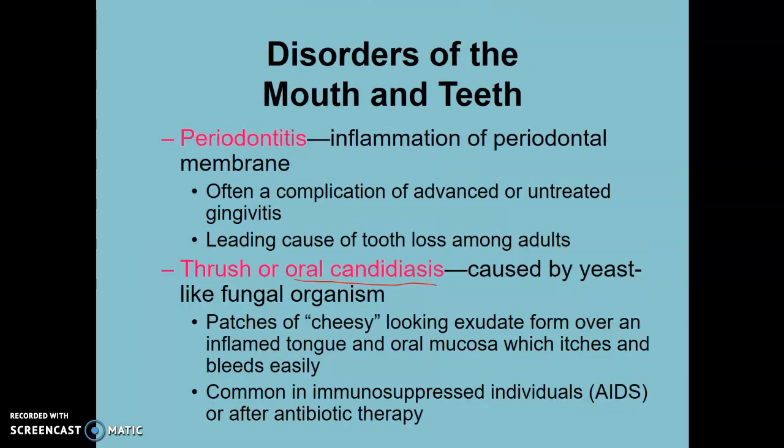It's disgusting. Basically, the yeast overblooms inside of the mouth, and it looks like chunks of cheese, like cottage cheese in the mouth. And it causes inflammation of the oral mucosa, sometimes of the tongue, and sometimes of the gingiva as well. It's really itchy. It causes inflammation and bleeding, and it can be treated with an antifungal medication. So thrush, or a yeast infection in the mouth, is really nasty.